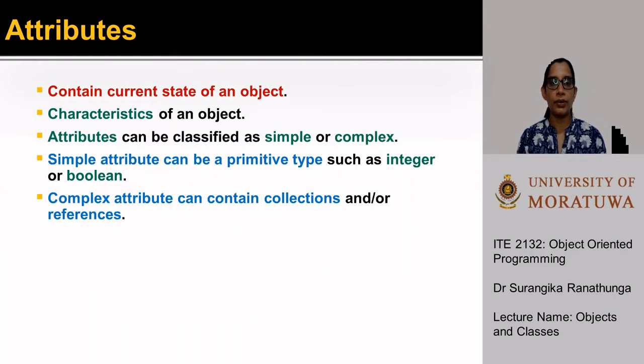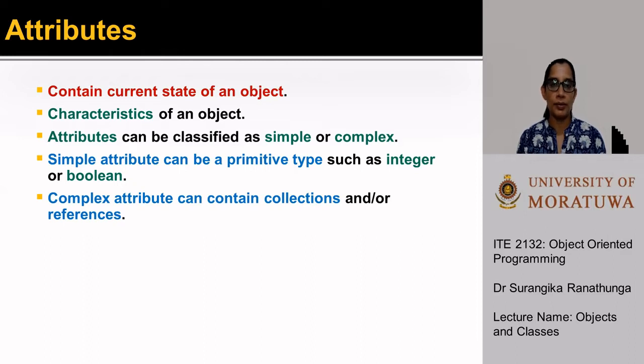So to further elaborate on the attributes. Earlier we mentioned that an object has a state. The state is given by the set of attributes. So attributes are the characteristics of an object. If you take a bank account, its state is given by the balance, the person name, and the bank account number. So these three are the attributes. And these attributes can be either simple or complex. If you remember the previous lecture, we mentioned simple variables and complex variables. The similar concept applies here.